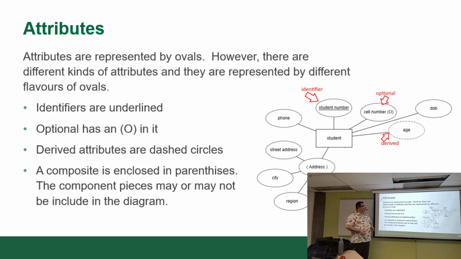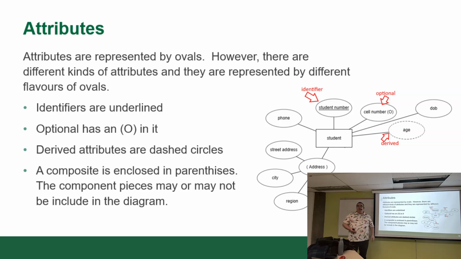Okay, so attributes on one of these diagrams. Attributes are represented by ovals. However, there are different kinds of attributes, and they're represented by different flavors of these ovals. Identifiers are underlined, so these are your primary keys or your unique values, depending on the tool you use. It may say identifier, might say unique key, could be any one of these things.